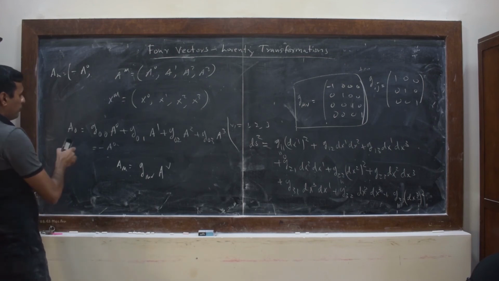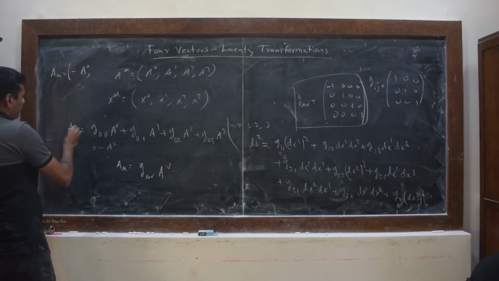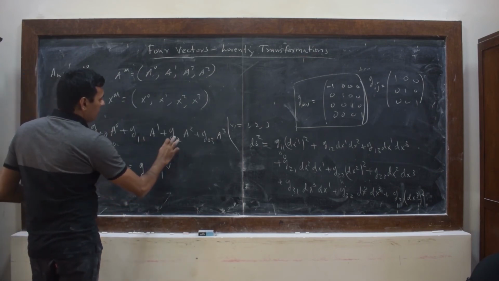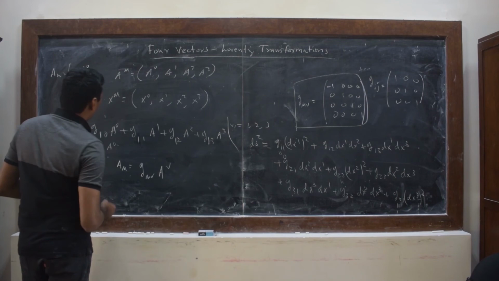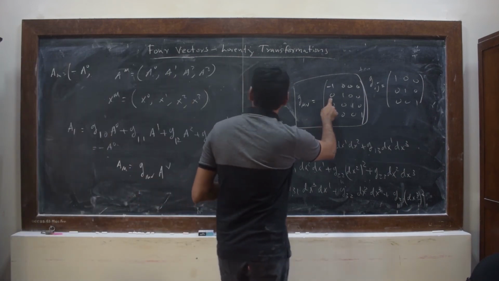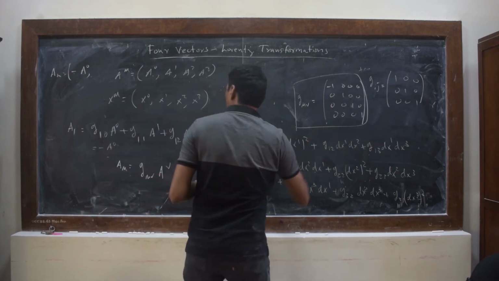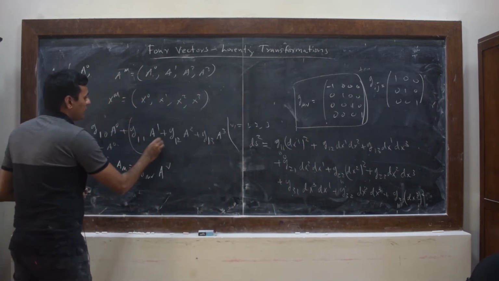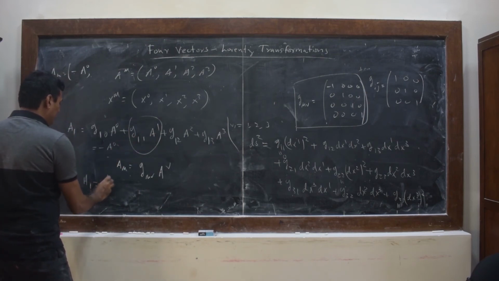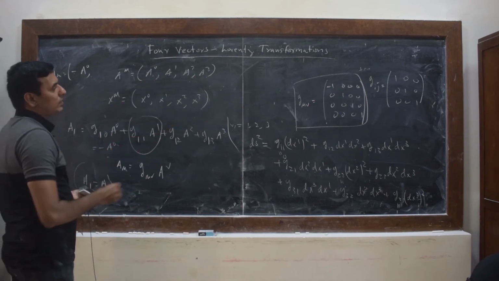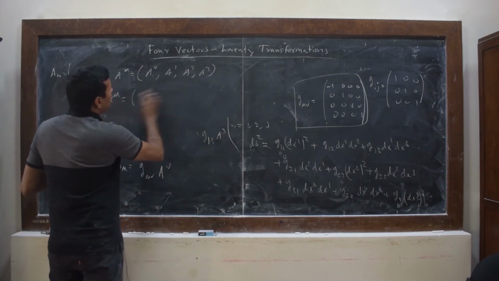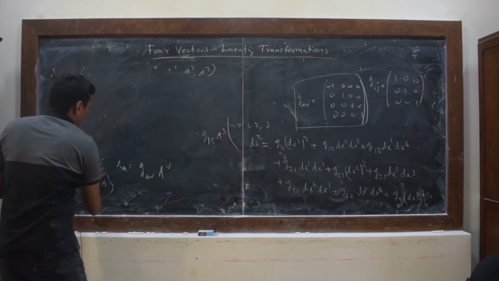And for example, if you wanted to get the first component A1, it will be G10 A0, G11 A1, G12 A2, G13 A3. But you know that G10 is 0 and G11 is 1, okay. So, the only non-zero component is this thing, all others vanish. So, G11 is actually 1, so A lower 1 is actually A1 itself, okay. Similarly, you can see the other components, okay. So, this is the point, and this is the covariant version of the metric tensor.